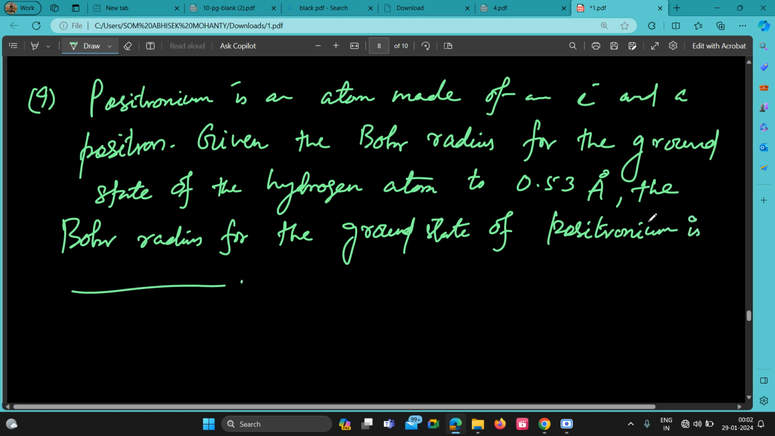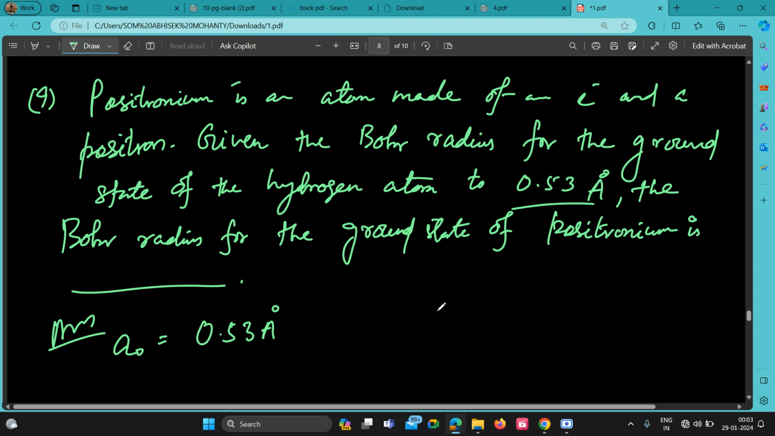Positronium is an atom made of an electron and a positron. Given the Bohr radius for the ground state of a hydrogen atom, a naught, equal to 0.53 angstrom, the Bohr radius for the ground state of positronium is asked.